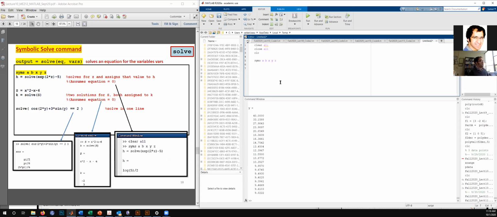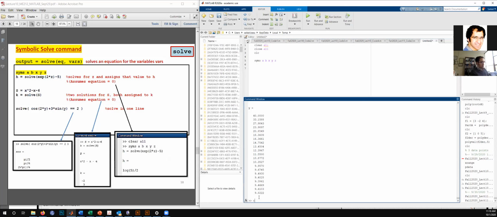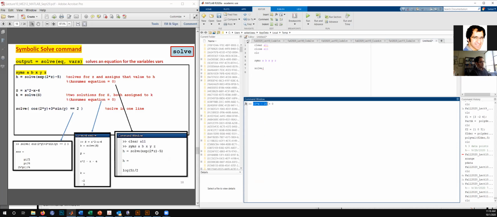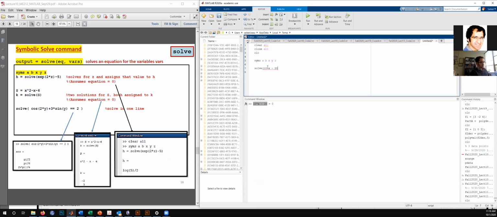Suppose we are trying to solve an equation, say 10 times x minus 20 is 0. Let's imagine that we are trying to solve this. We all know it's very easy, x would be 2. So let's see if MATLAB can do this. So solve 10x minus 20, and let that be assigned to this thing called answer. Okay, so let's save this.